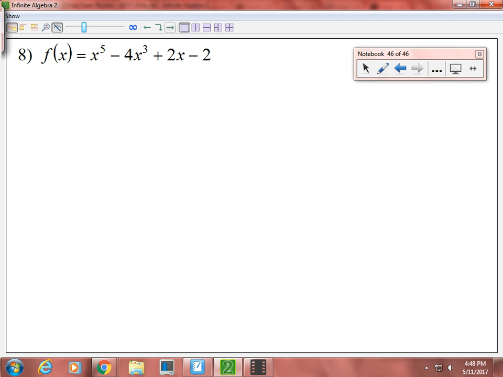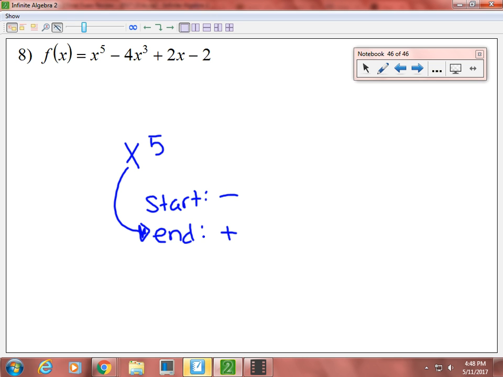Number 8. This one is x to the 5th, but it's positive x to the 5th. So when I do my start and my end, I know it's going to end positive because of this, because it's all about the end behavior. And because I know it's opposite, it's going to start negative.